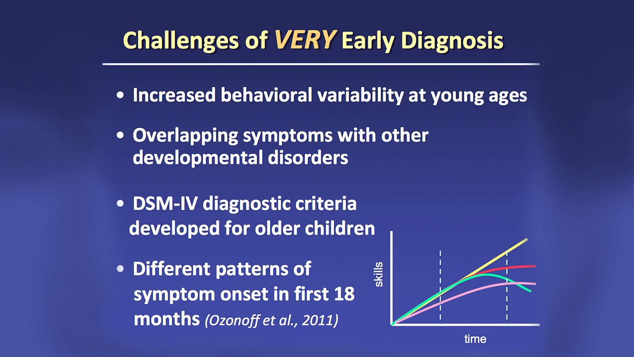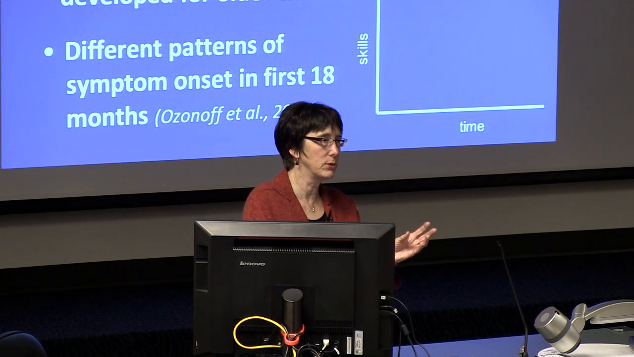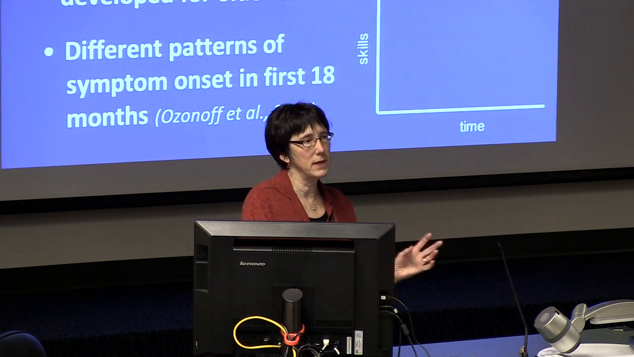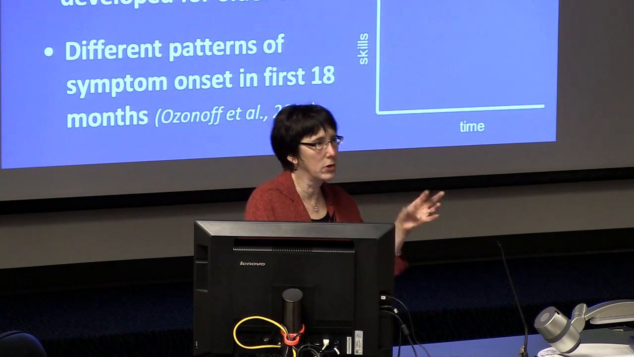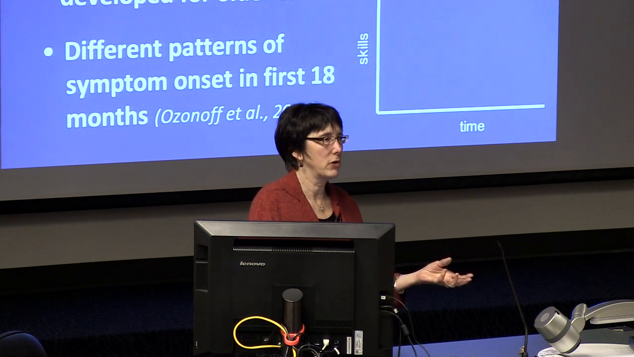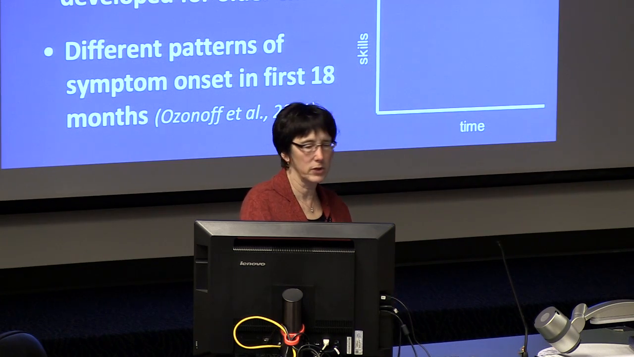And the diagnostic criteria up to this point, and we'll see how well the DSM-5 does, but the DSM-4, which is the last set of diagnostic criteria, and all those that preceded it, were really developed for older children. I mean, they were based on school-age behaviors, and sometimes they worked for preschoolers, but the people who've worked in the field of early identification pretty much developed their own workarounds and their own interpretations of the criteria to make it work. So I hope that DSM-5 is better, but that's been an obstacle to early diagnosis.